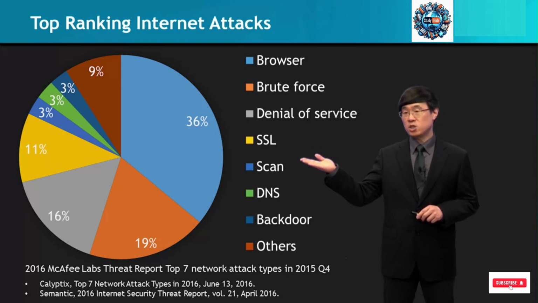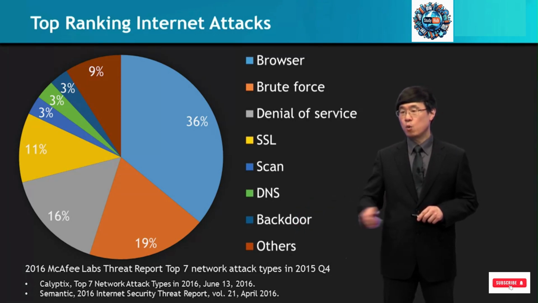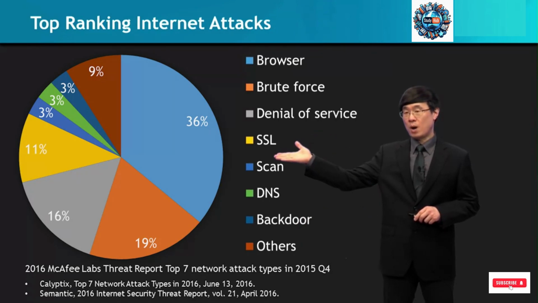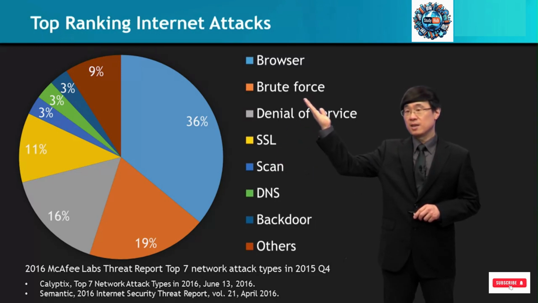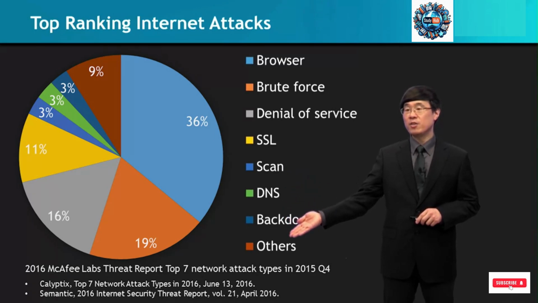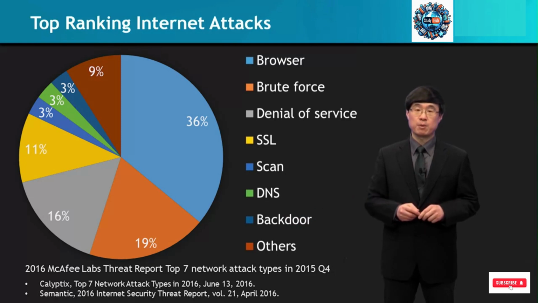Now, if you look at this pie chart, this is from the 2016 McAfee Labs threat report that has the top 7 network attack types of Q4 in 2015. And as you can see, from this wide blue area, that is 36%, it starts off with browser attacks. Then it has brute force attacks, denial of service attacks, SSL attacks, scans. Then it has DNS attacks, backdoor attacks, and the others combine for overall 9%. Let's get into some of the details.